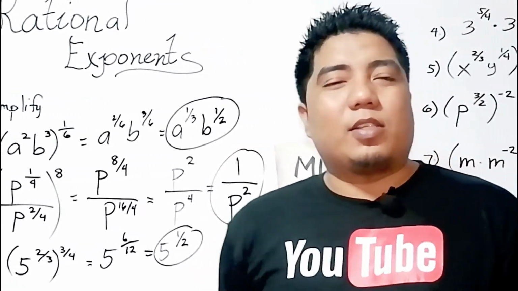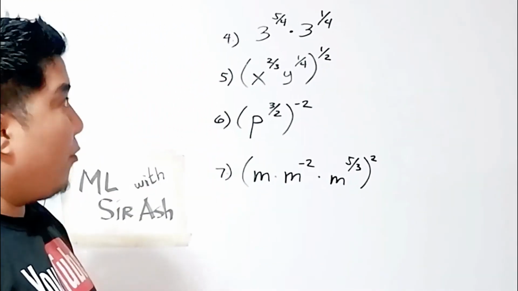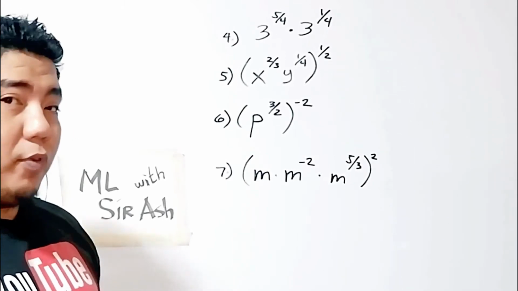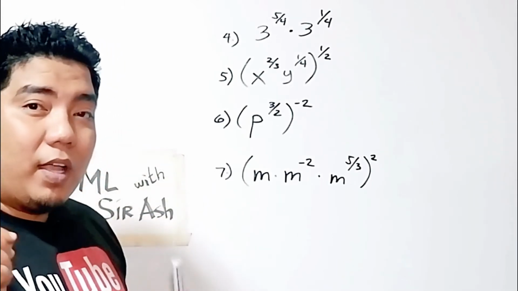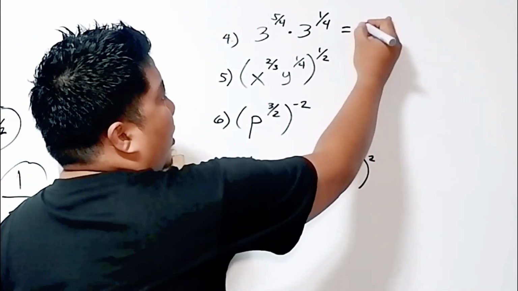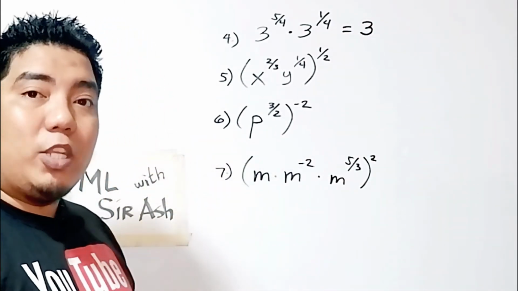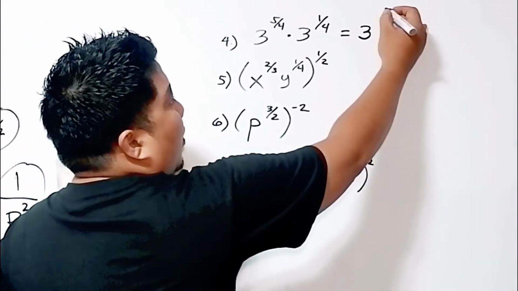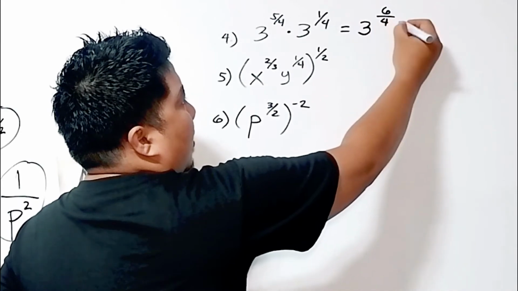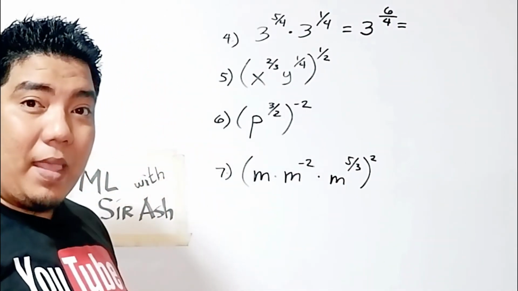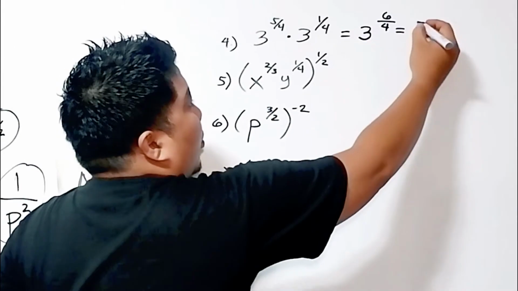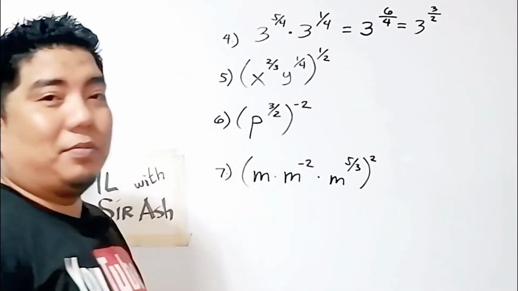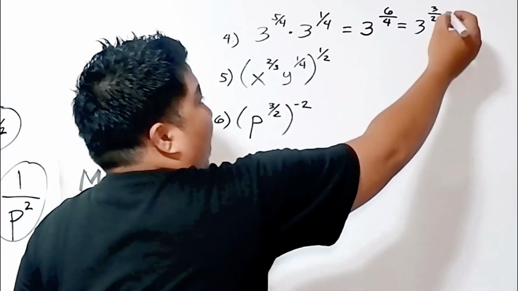Easy, right? Now, let us go to our fourth example. What if we have this example? 3 to the power of 5/4 times 3 to the power of 1/4. Now, this is an example of the product rule. So, having the same base, you will just copy it. And then you will add your exponents. So 5/4 plus 1/4, that will give you 6/4. And 6/4 can be simplified into 3 to the power of 3 over 2. And that will be your final answer.